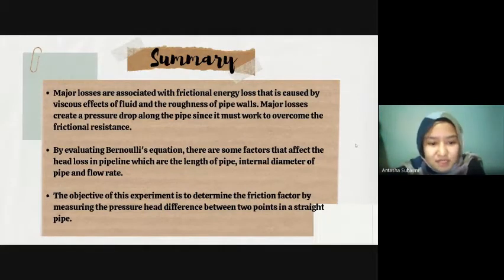The objective of this experiment is to determine the friction factor by measuring the pressure head difference between 2 points in a straight pipe. Different flow rates along with different diameters and roughness of pipe were introduced, such as galvanized steel pipe, copper pipe, and PVC pipe.